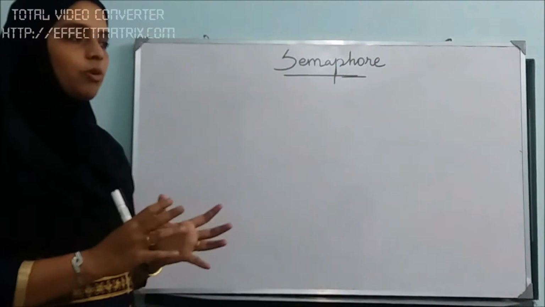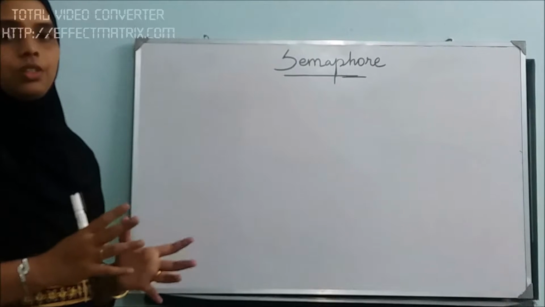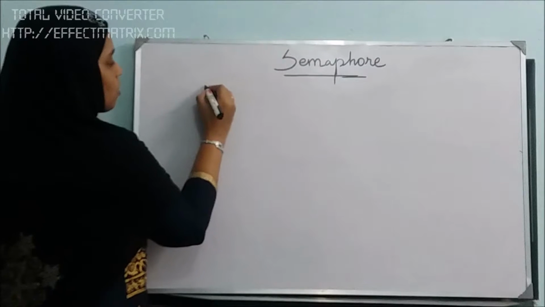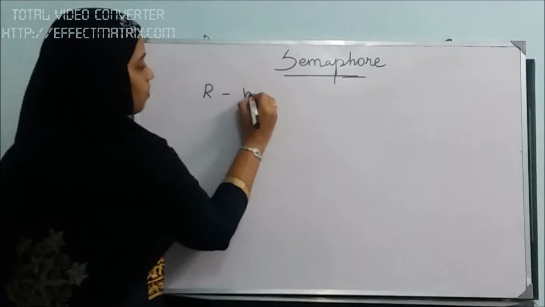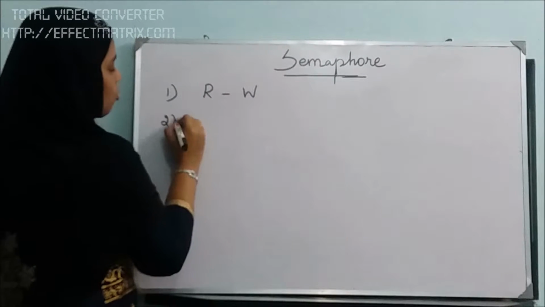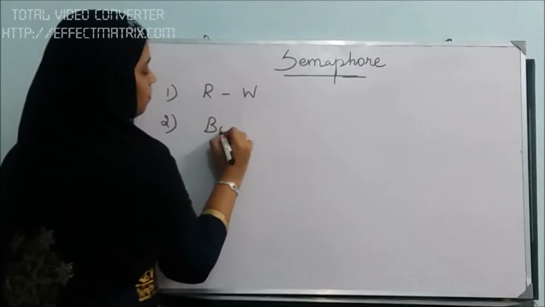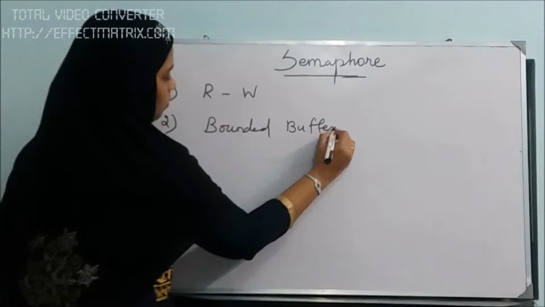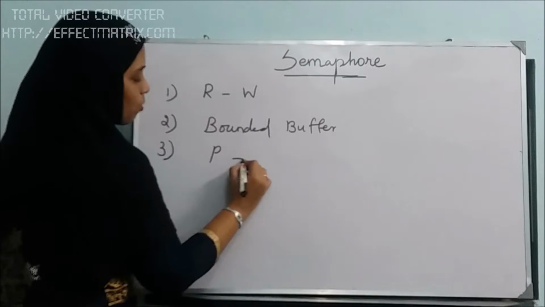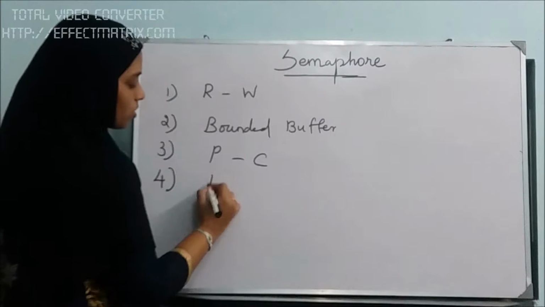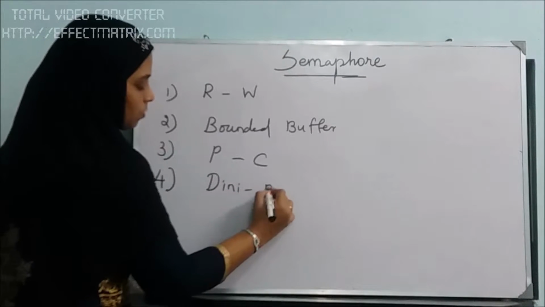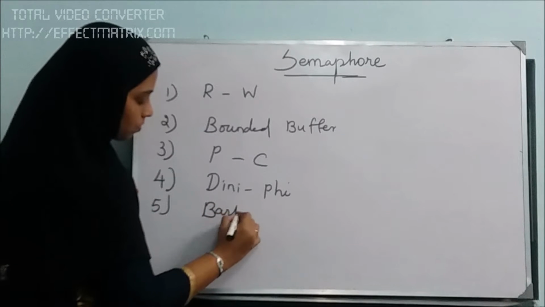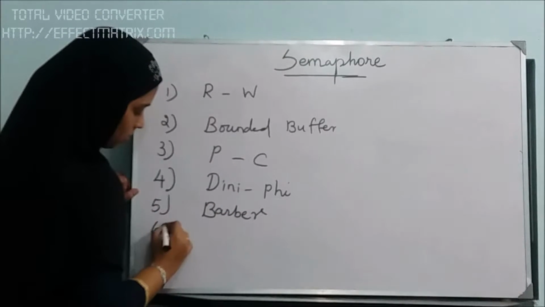Next we are going to discuss examples for synchronization processes, synchronization tools, or semaphores. Out of the examples, the first one is the readers writers problem. The second problem is the bounded buffer problem. The third one is the producer consumer problem. The fourth one is the dining philosophers problem. And the fifth one is the barber shop problem. The sixth one is the cigarette smoking problem.